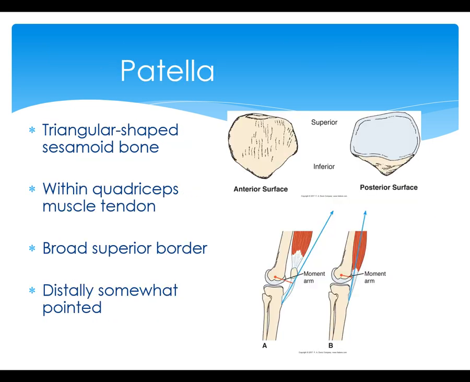The patella is a triangular-shaped sesamoid bone. It's within the quadriceps muscle tendon. It has a broad superior border and is distally pointed. So you can kind of see why the patella is important here, as it changes the moment arm of the knee joint.